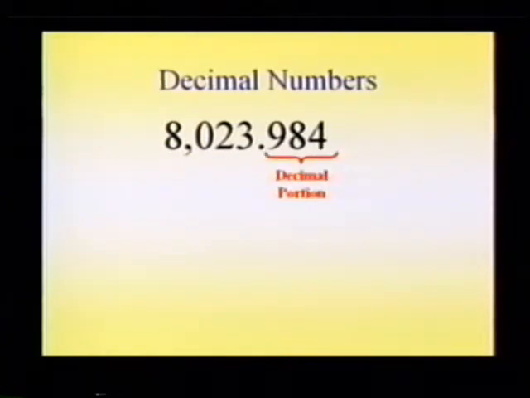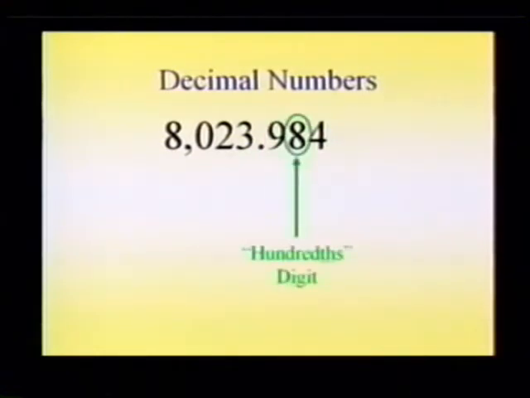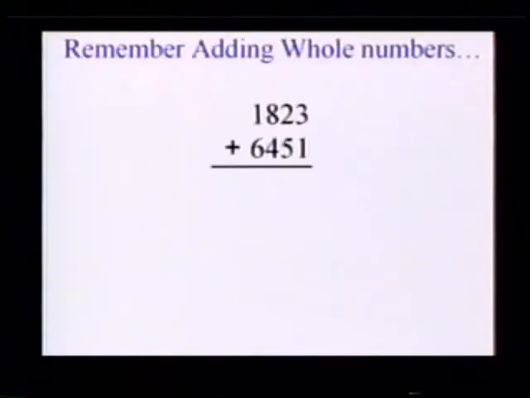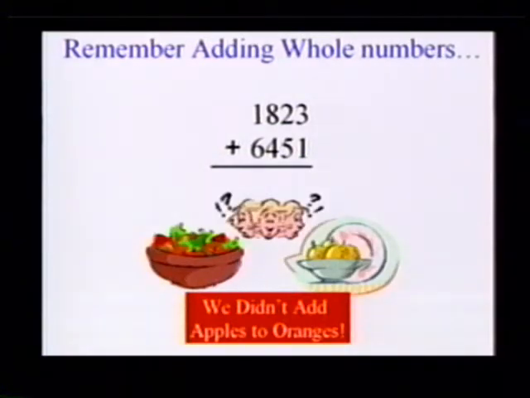Now, here's the part you might have forgotten. Tenths, hundredths, thousandths, the next one's ten-thousandths, and so on. Okay, now why do I tell you that? Because when we're adding whole numbers, remember that we wanted to line things up because we wanted to add apples to apples, not apples to oranges. We wanted ones to ones and tens to tens, etc.